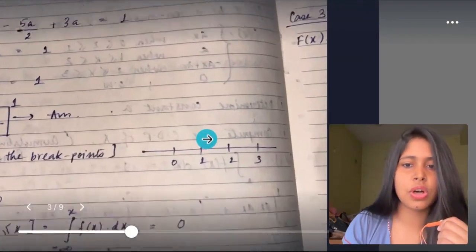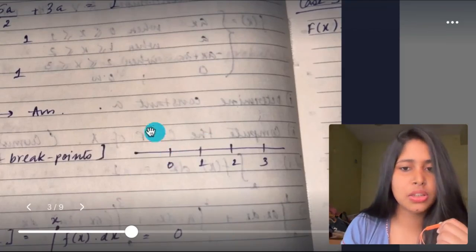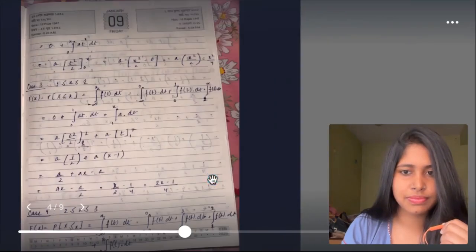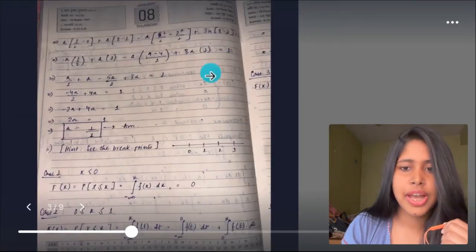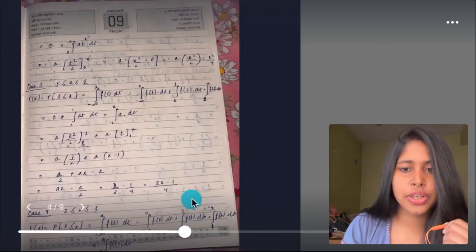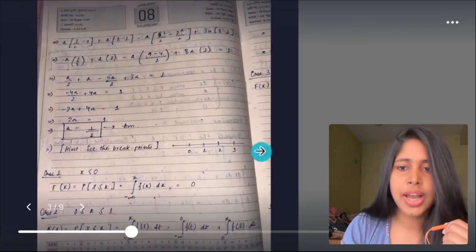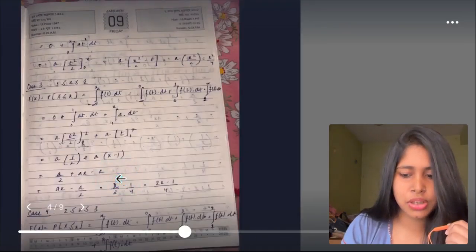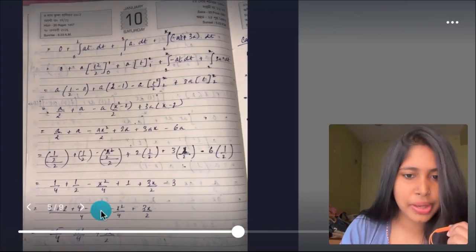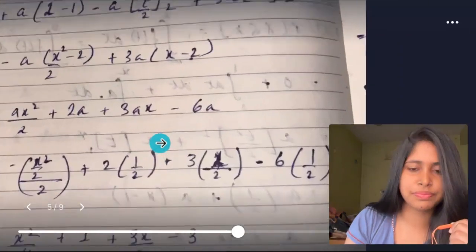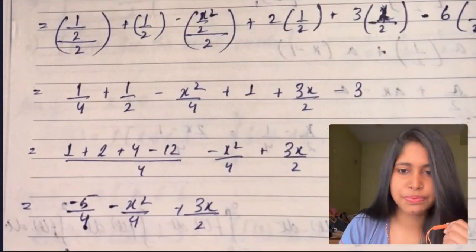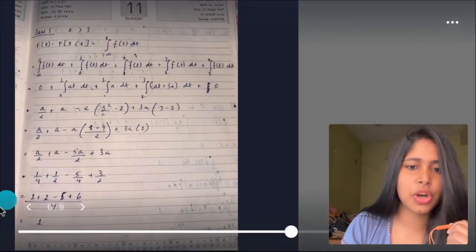For the range of x less than 0, we get the value 0. For the range 0 to 1, what did we get? x squared by 4. And for the range 1 to 2, we got 2x minus 1 by 4. And for 2 to 3, we get this one minus something. Wait a minute. Yes, minus 5 by 4. Let me zoom in. Minus 5 by 4 minus x squared by 4 plus 3x by 2. And for the last case, we got the value to be 1.